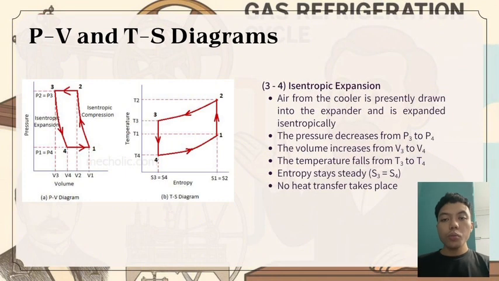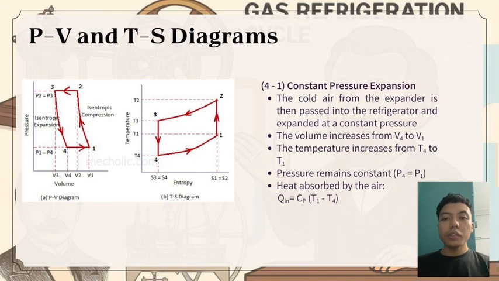From point 3 to point 4, isentropic expansion is involved. Air from the cooler is then passed into an expander and is expanded isentropically. The pressure and temperature decrease while the volume increases. Entropy stays steady during this process and no heat transfer takes place.